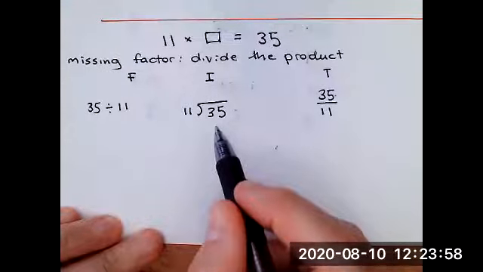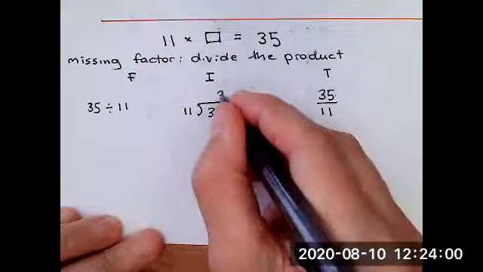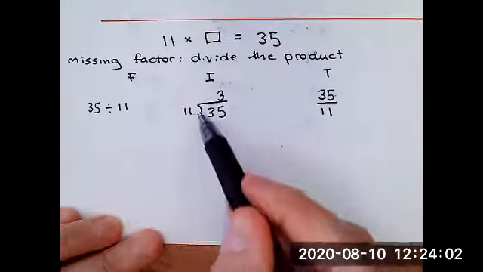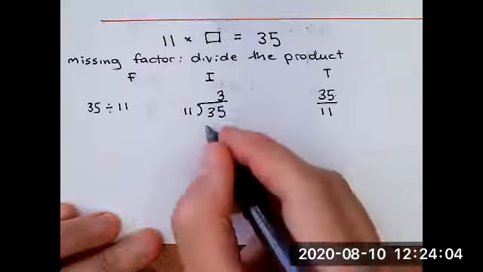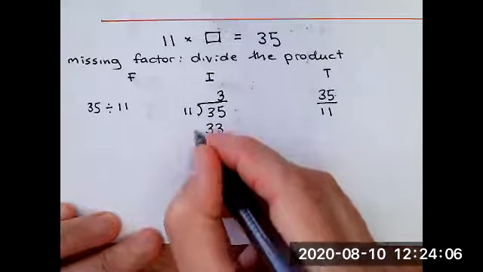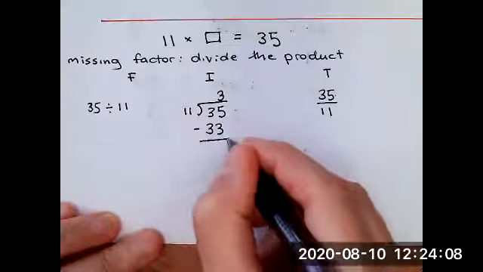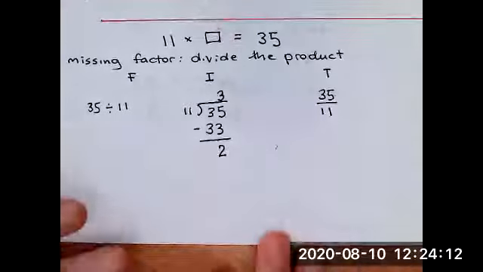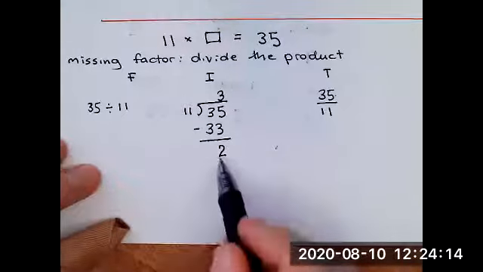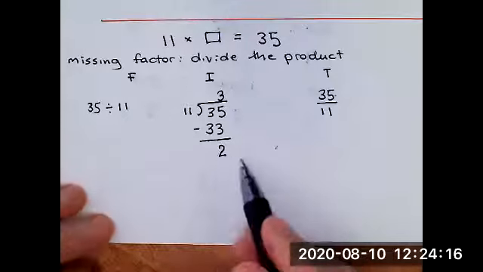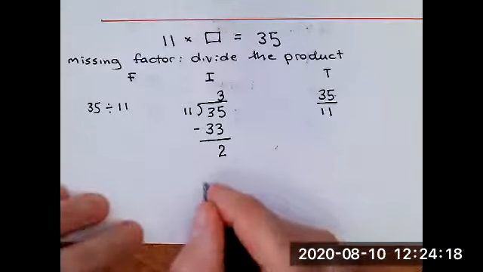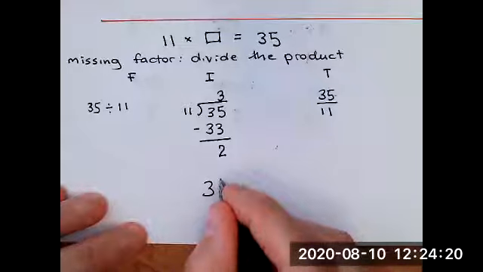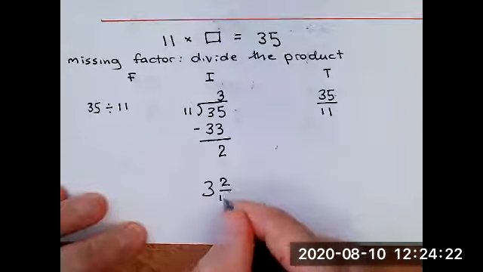This time let's do it this way. 11 goes into 35 3 whole times. 11 times 3 is 33. And the remainder is 2. And you'll want to write your remainder in the form of a fraction. So our answer is 3 and 2 over 11.